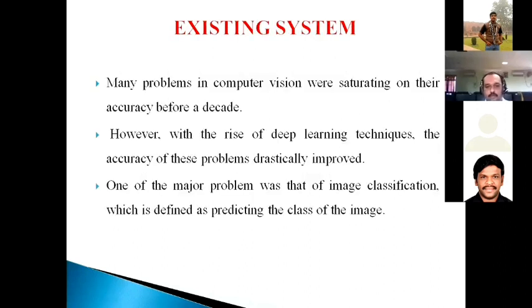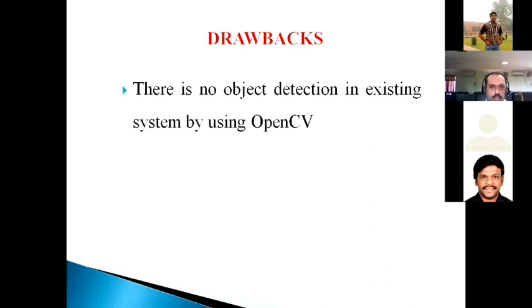The existing system is already there in computer vision, but accuracy has been the main problem from the last decades. Some of the problems are reduced using deep learning techniques. But still there is a main drawback in our existing systems. Suppose an object is in motion, it will not be clearly visible. So this is the main drawback: object detection is not exact in the system.